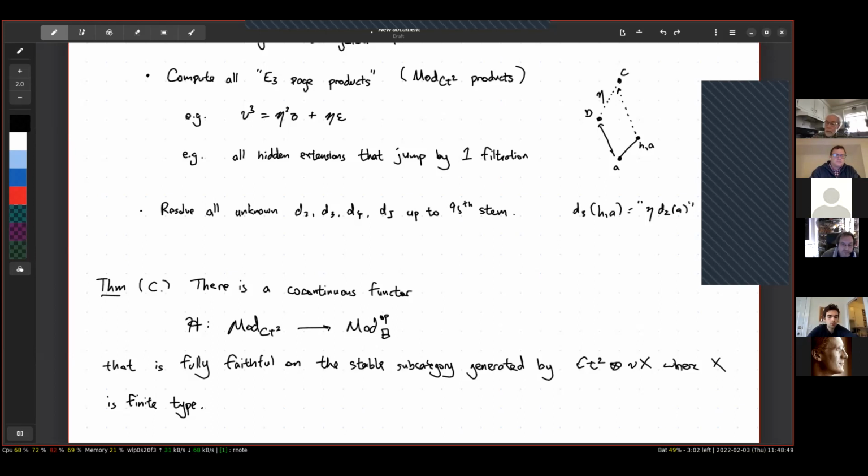Oh, I see. Yep. So there's something extra you need here, which is that you need to say something about things of the form c tau tensor nu x, which is what you need for the D2 differential. It's not of the form c tau squared tensor nu x, but there's some compatibility condition that I did not state in the theorem. So this is not the full theorem; there are other properties of this functor that I don't fully list.